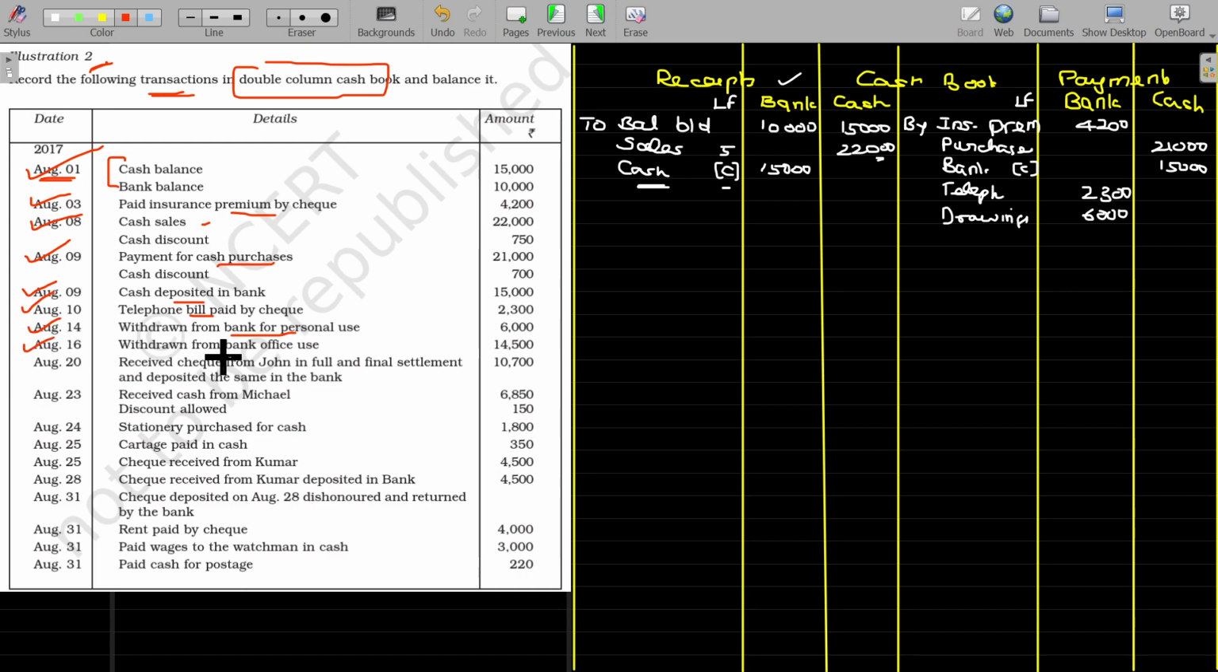On 16th August, withdrawn from bank for office use. Then the amount is transferred from bank to cash box. For the cash, the money comes in, so it should be on the receipt side of the cash column, 14,500. In the bank column, it's a payment, so I put that value in the payment column. And under bank, I cannot use the same description, so the other account name is going to be used, which is cash. Under cash, I'm going to use the term bank. The other record is on the opposite side. Now, to represent that, I use the letter C here, contra. The other posting is available on the opposite side.